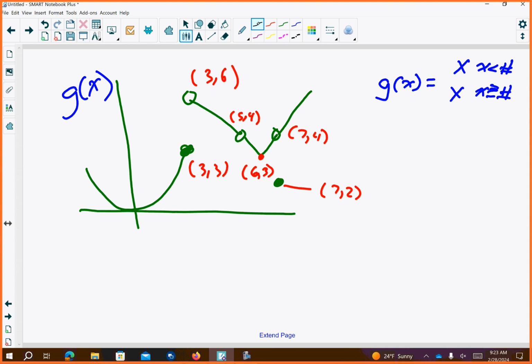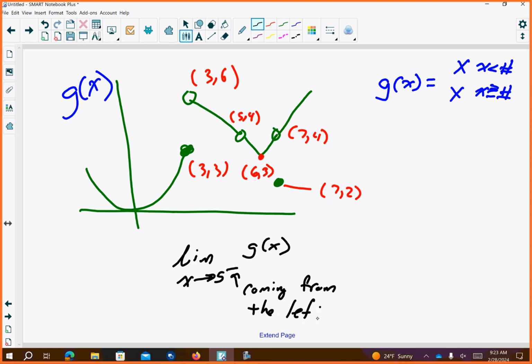So if we take a look, I want to know the limit as x approaches 5 from the negative direction of g of x. This little negative here means coming from the left. If I've traveled down this line right here and I get to 5, what is this value here? Well, it should be 4.